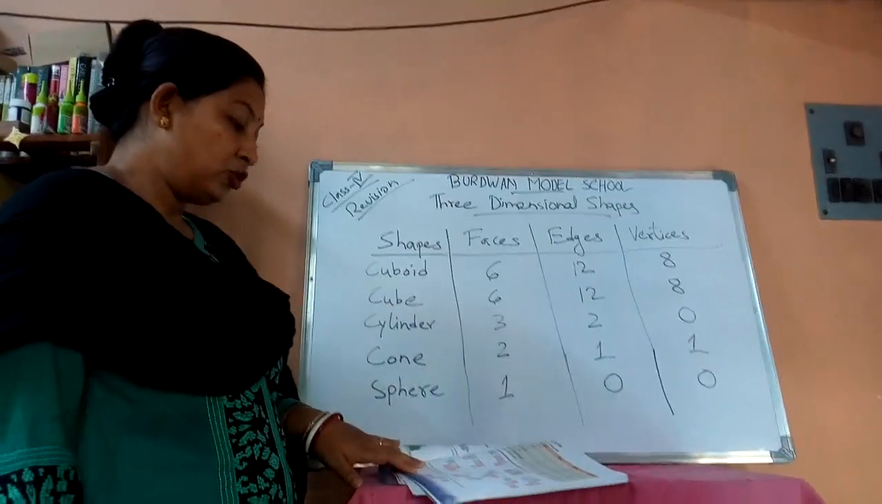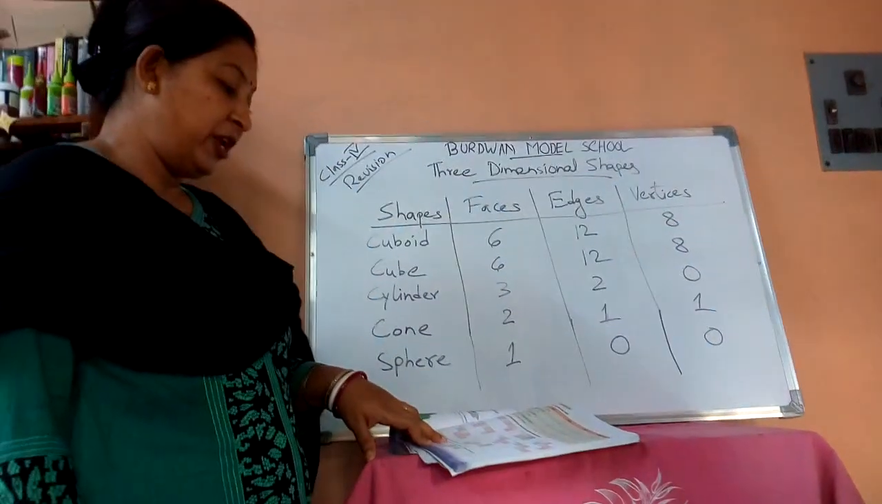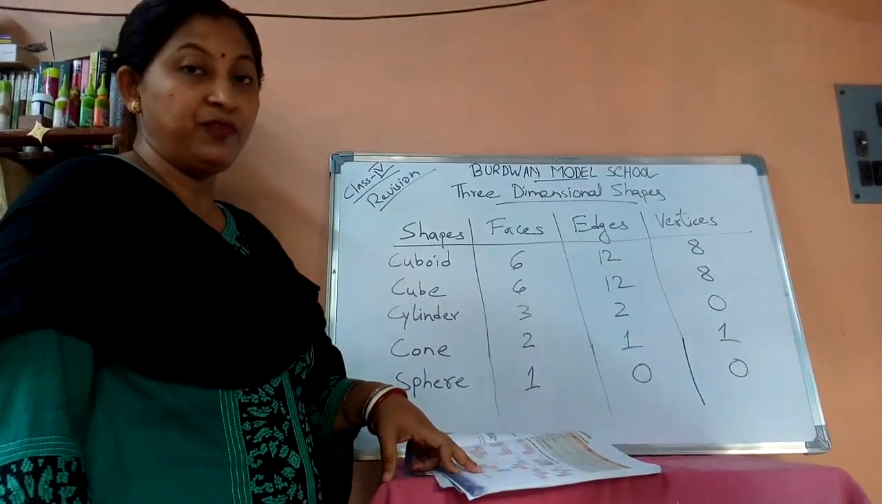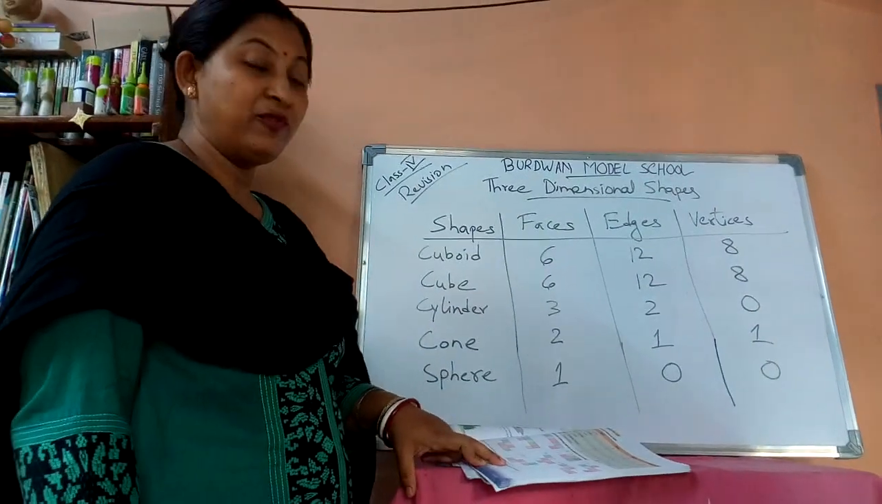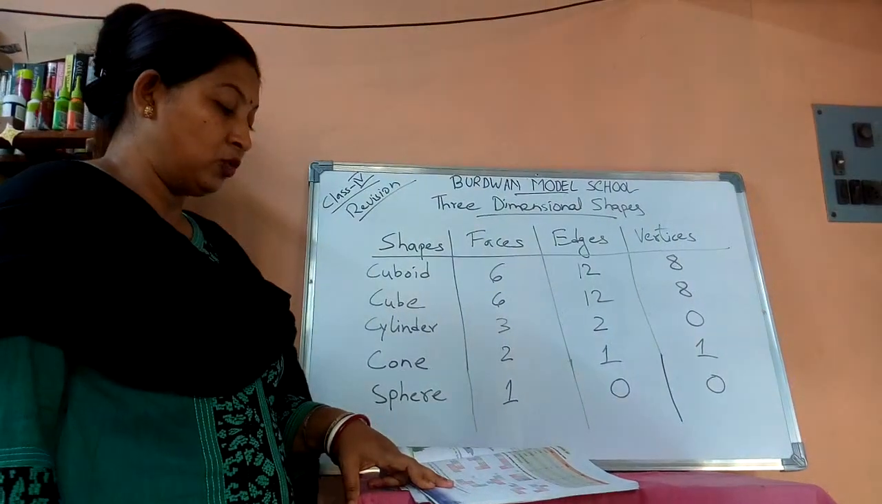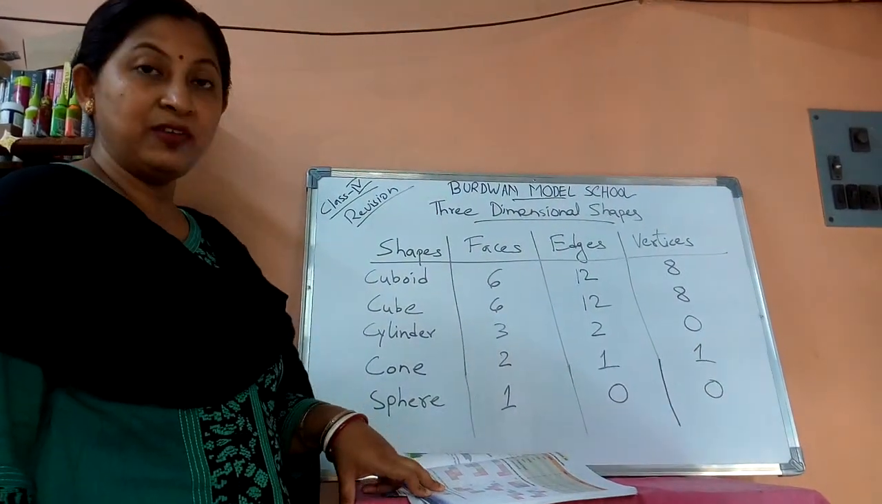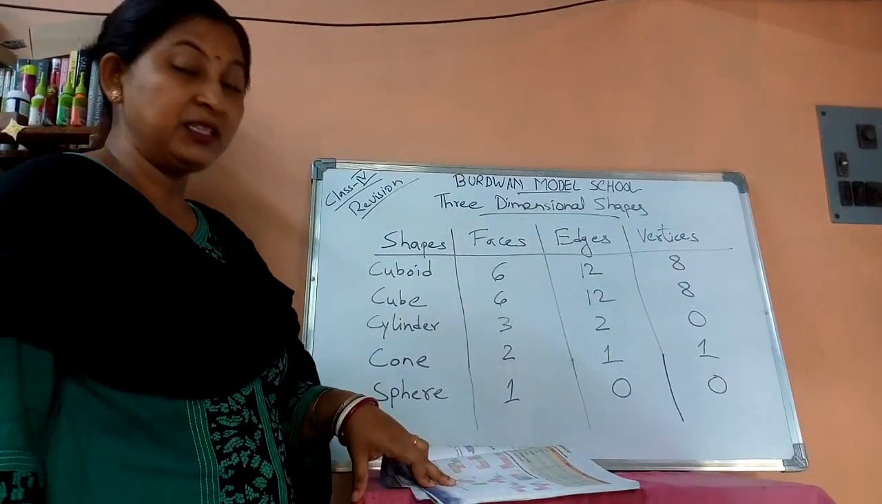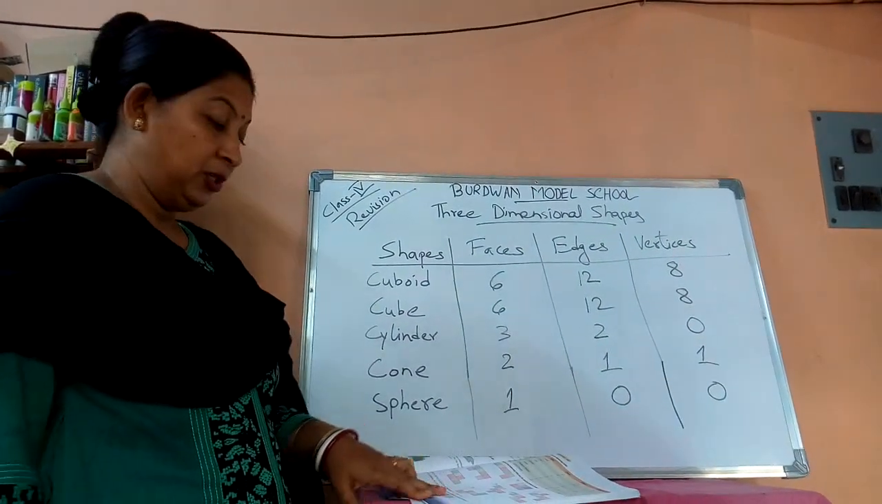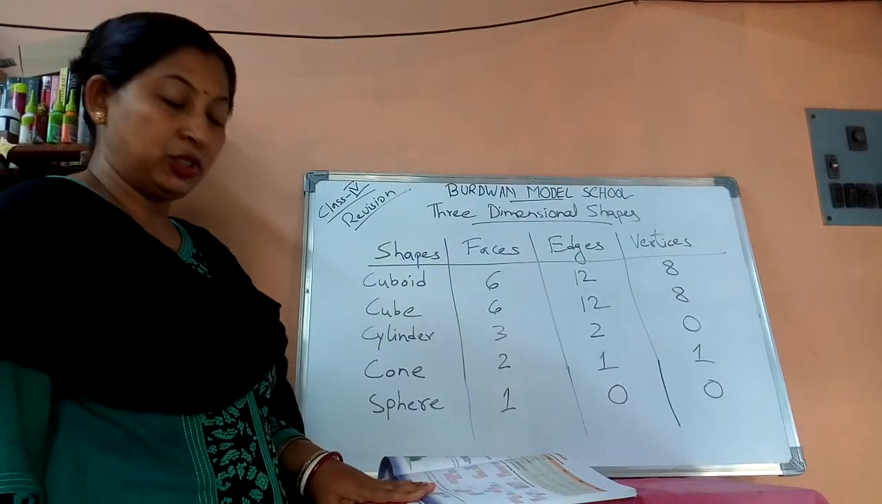For question number 3, form a net for a cuboid having dimensions 2 cm by 3 cm by 5 cm. That means you have to make a net of a cuboid whose dimensions are given. That means the length, breadth and height of the cuboid are given, and then you have to make it so that it will fold into the cuboid.